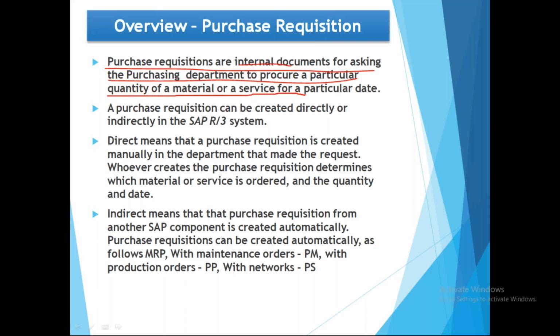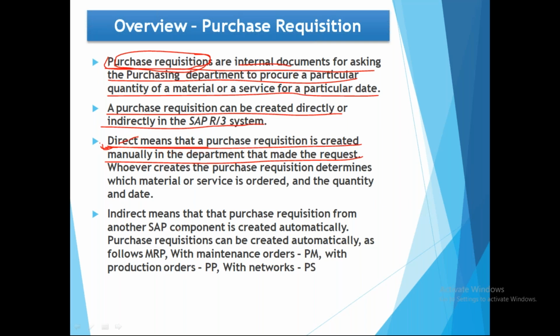Let's say you have a quality department, they need a material. Or let's say you have an engineering department, they need a material. Whenever they need a material, they will create a purchase requisition and give it to the purchasing department. A purchase requisition can be created directly or indirectly in the SAP R3 system. This I will show in the system. Direct means that a purchase requisition is created manually in the department that made the request. That is what is called direct creation.